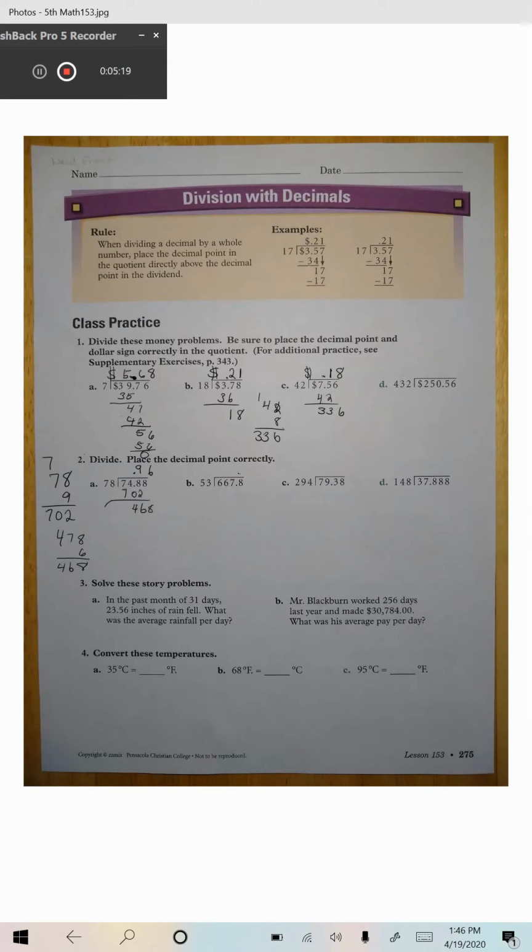Put your decimal right here. No dollar signs because this isn't money. 53 can go into 66 once.